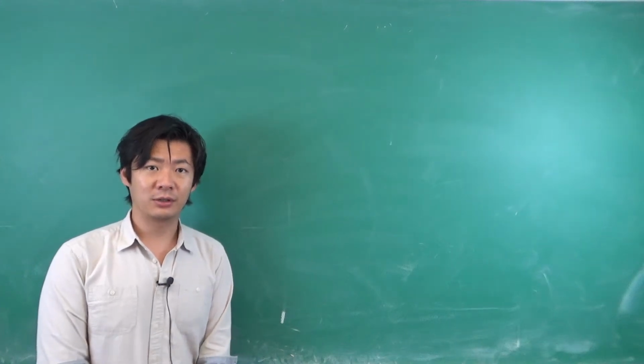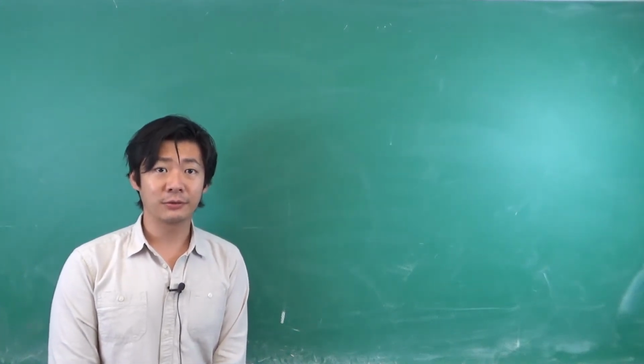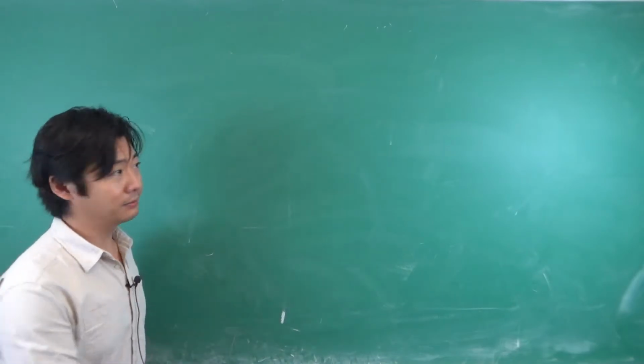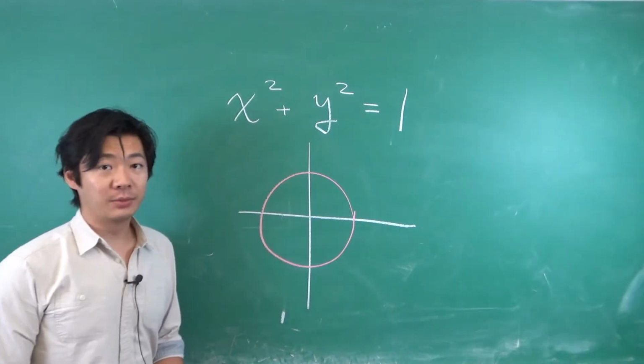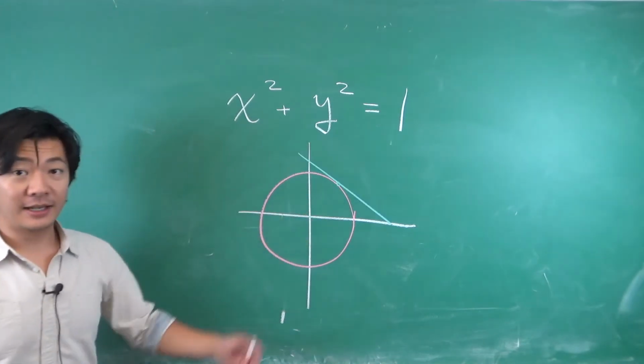In this video, we'd like to go over implicit differentiation. So first, let's start with this equation, x squared plus y squared equals 1. This is the equation of a circle, and suppose we want to compute the tangent line, say at this point.